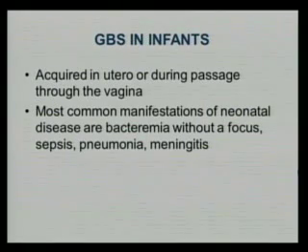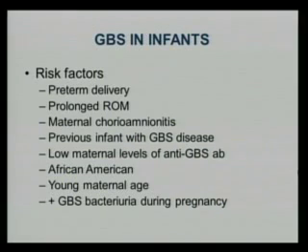So GBS in infants is acquired in utero or during passage through the vagina. The most common manifestations of this, as you see in the non-pregnant adults, are bacteremia without a focus, sepsis, pneumonia, meningitis. And risk factors that have been shown in previous studies include preterm delivery, prolonged rupture of membranes, maternal chorioamnionitis, a previous infant from the same mother with GBS disease, low maternal levels of anti-GBS antibodies, African American and young maternal age mothers, and moms with GBS bacteriuria during pregnancy.